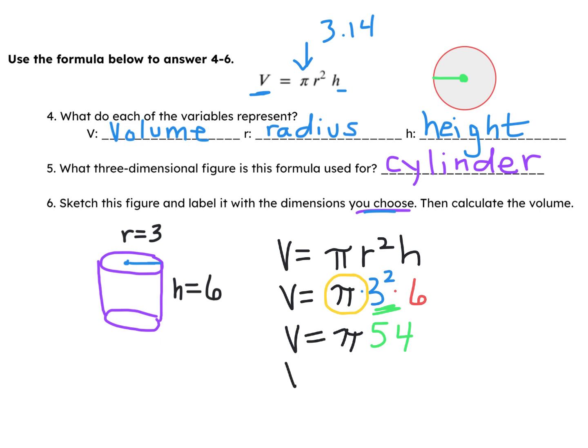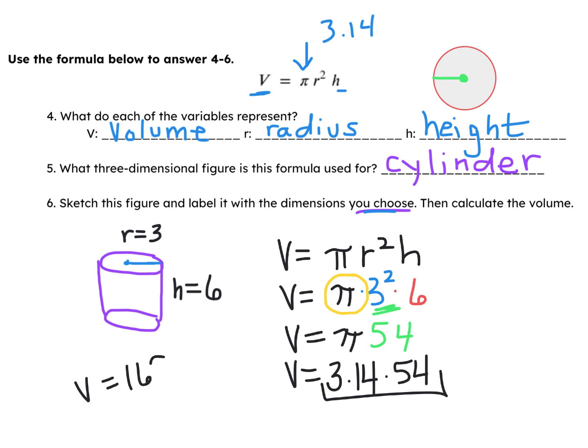And then if we're going to actually calculate using pi, I'm going to go ahead and use the estimate of pi, which is 3.14 times 54. And then when I multiply that, I'm going to write it over here, I'm going to get 169.56 cubic units, or units cubed.